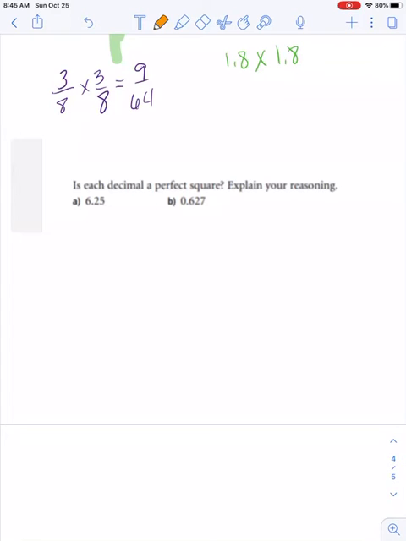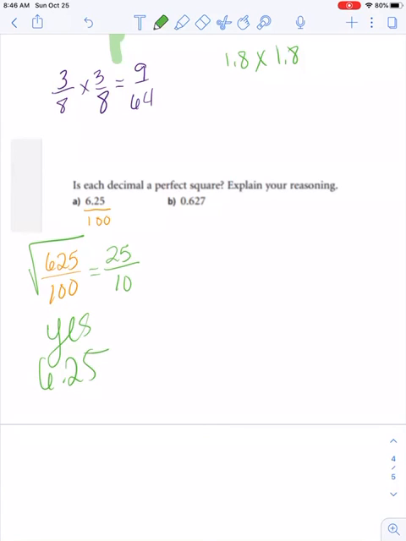Last example is, is each decimal a perfect square? So we're going to turn the decimal into a fraction. Put our line, the number without the decimal on top, and put a 1, then a 0, and a 0 in the denominator. So turning it into a fraction would give us 625 over 100. If we square root that, 625, the square root is 25, and 100, the square root is 10. So yes, 6.25 would be a perfect square.